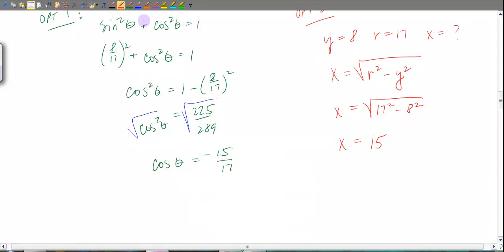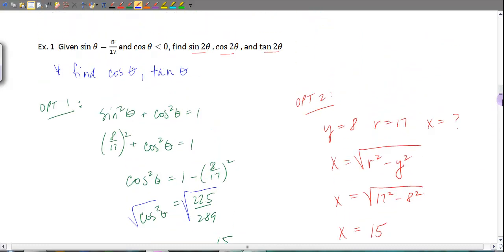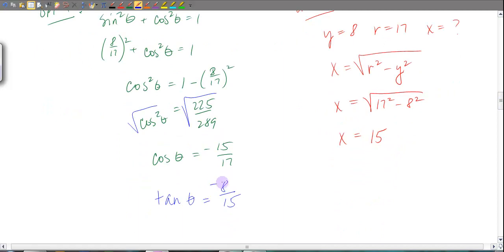One way or the other, whether you use the Pythagorean identity or this other method over here, we're still going to come up with what cosine theta is. Remember, though, that I not only wanted to find out what cosine theta was, I need to figure out what tan theta is. So whichever method we chose to use, I still have everything I need. I know that tangent would be y over x. So that would be 8 over 15. And one other thing, sine is positive, cosine is negative. That tells me I'm in quadrant 2, and therefore tangent needs to be negative also.